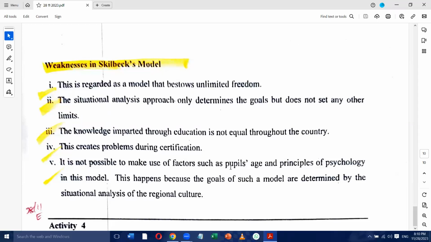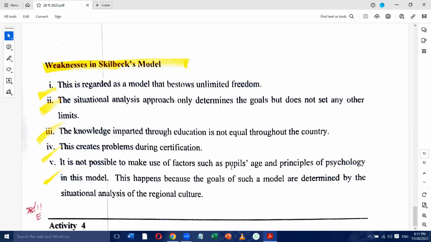The next one: the situational analysis approach only determines the goals, but does not set any other limits, right? So they are speaking about the goals, but there are no limits. The knowledge imparted through education is not equal throughout the country. That is another one. If you put forward some goals or objectives concerning the cultures, the languages used, or the regions, then it will not be distributed equally throughout the country. So this is another problem.